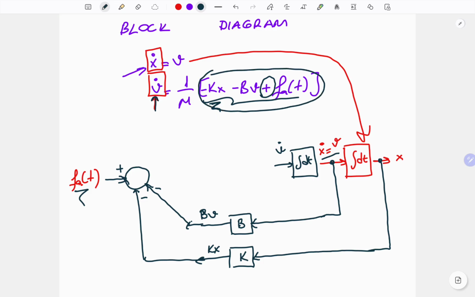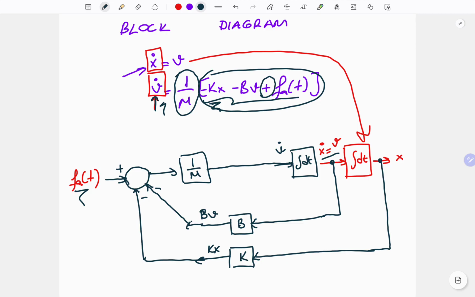Then we need one more gain to multiply this parenthesis by 1 over m. So we have a gain block which includes 1 over m. Then the output is equal to v dot. So that means you can connect directly to here. Okay, so this is the first way.